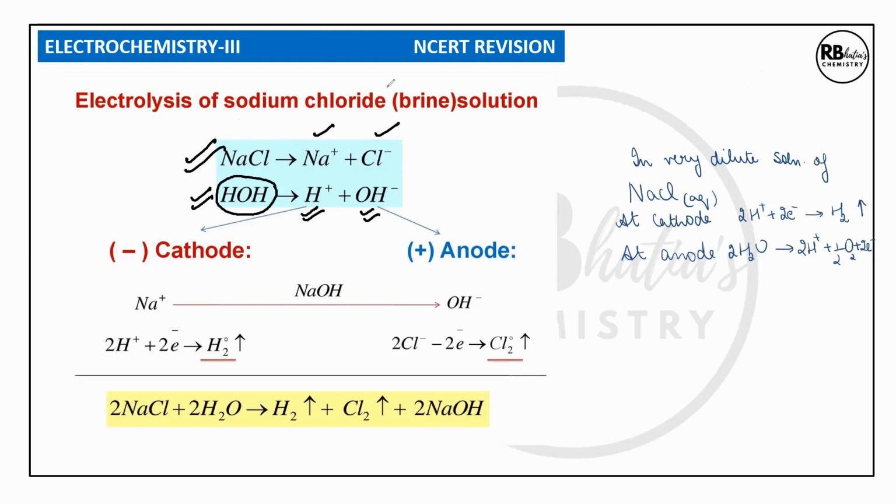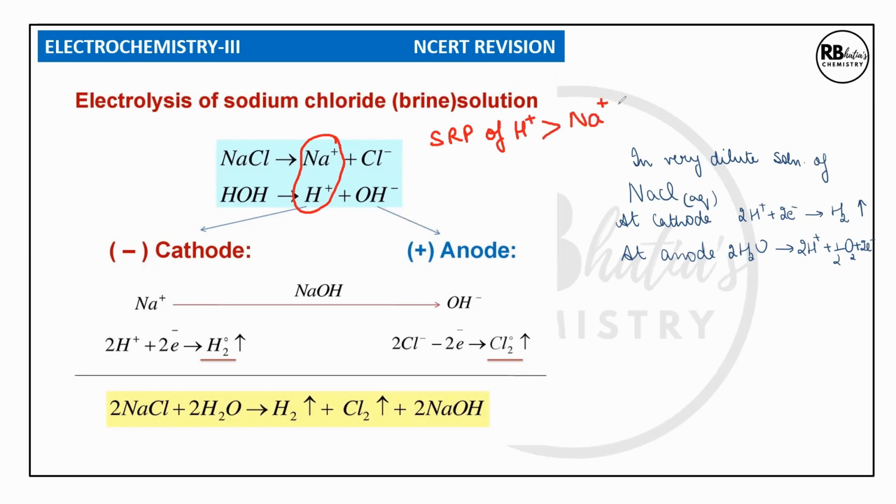So what comparisons are we going to have? Comparisons are going to be between these two ions to move towards cathode, the negative electrode. And these two ions are going to compete to move towards anode, the positive electrode. So out of sodium ion and H plus ion, we have done that the standard reduction potential of H plus is greater than that of sodium, all group 1, 2, and 3. So in preference, hydrogen ion will be reduced.